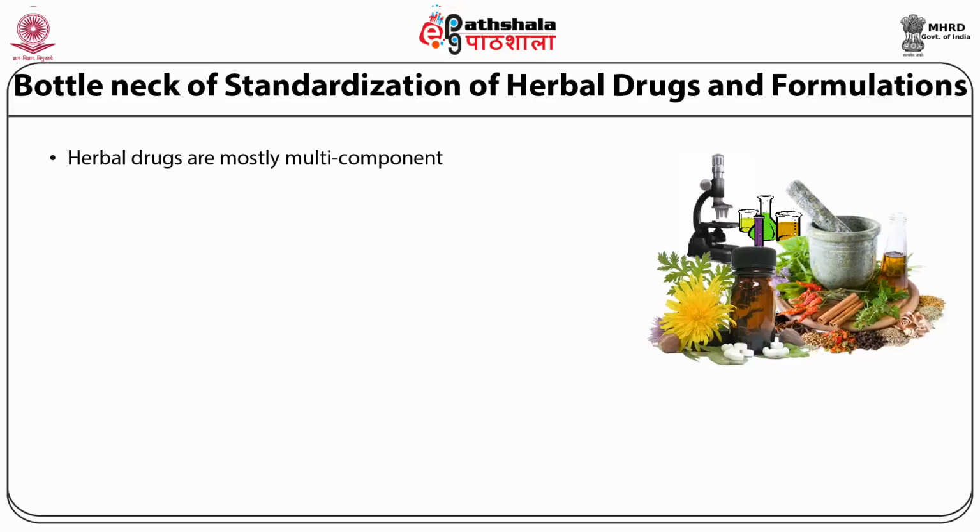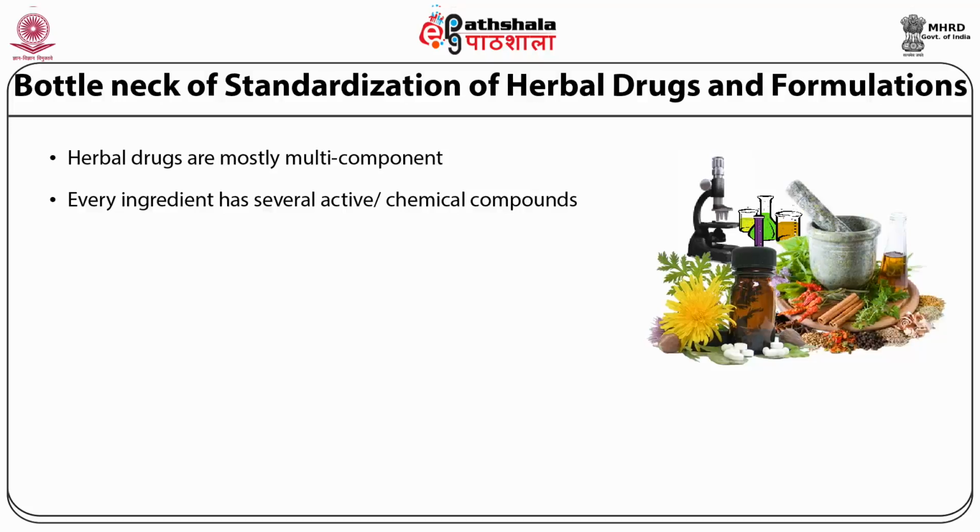Next, we need to establish the quality control parameters for each ingredient, which is a combination of several plant ingredients or compounds. So we need to establish the quality control parameters for both active as well as chemical markers in each ingredient, as well as in the final product.